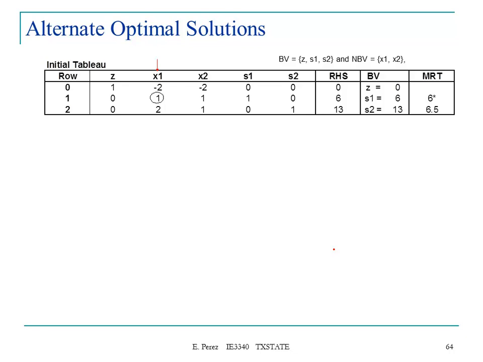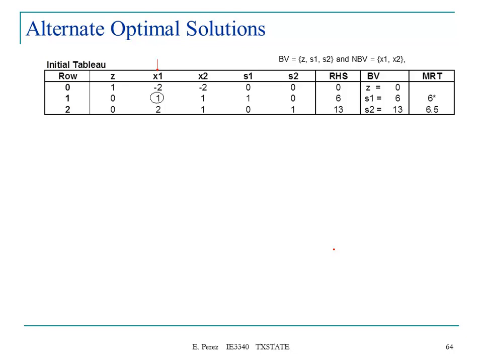So when you write the first table, you'll see that you're going to have -2 and -2 on the first row, or the row 0, for the first 2 variables. So you can decide either one you want to enter. It's not going to make a difference in the solution. So if you have the same coefficient, same number, you can decide either one. So let's take x1.